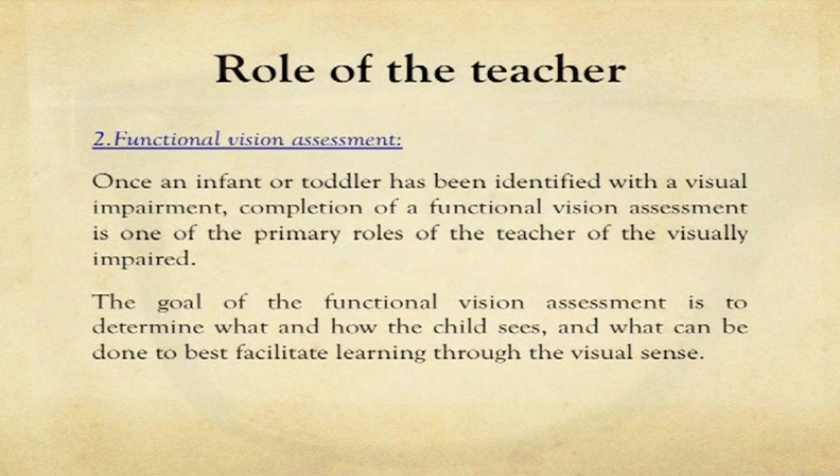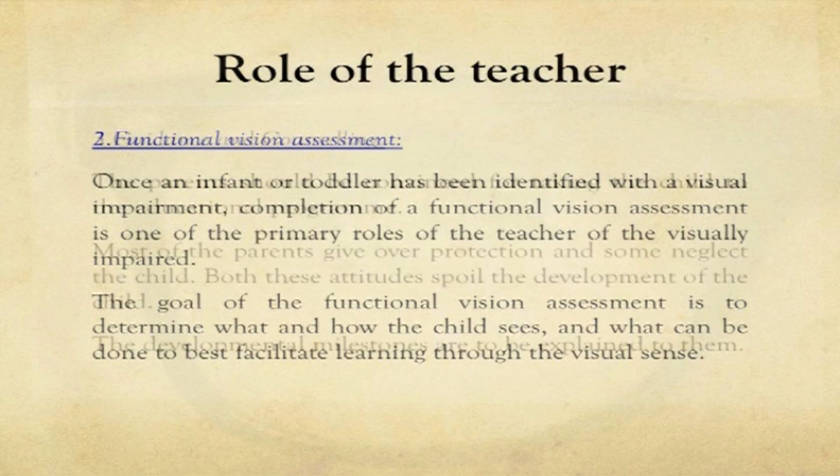Number 2, functional vision assessment. Once an infant or toddler has been identified with a visual impairment, completion of a functional vision assessment is one of the primary roles of the teacher of the visually impaired. The goal of the functional vision assessment is to determine what and how the child sees, and what can be done to best facilitate learning through the visual sense.